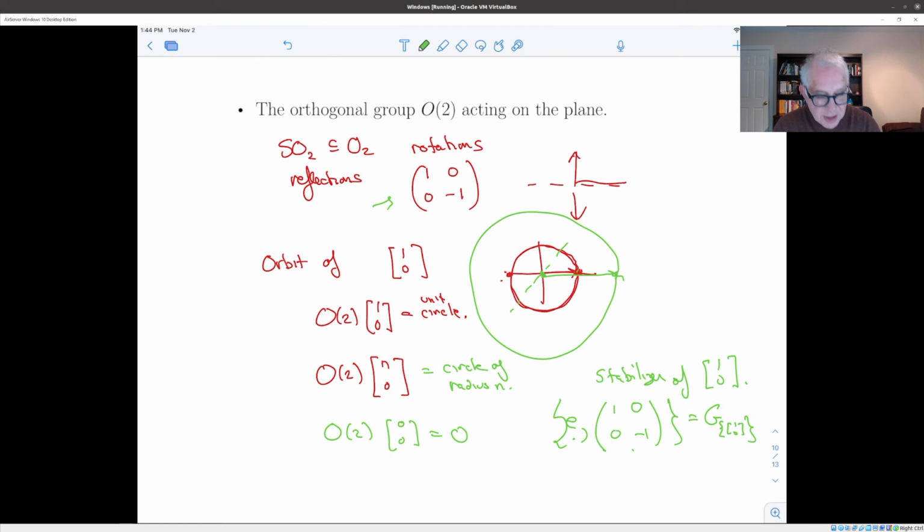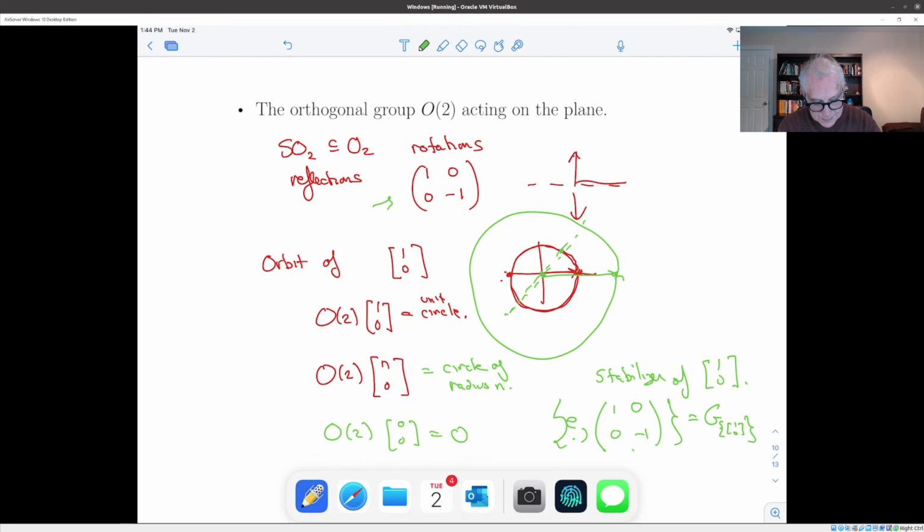And there's nothing special about 1, 0. That would be true. Any other vector is going to have the identity element, and then it's going to have a reflection around the line through it, which would also leave it fixed.